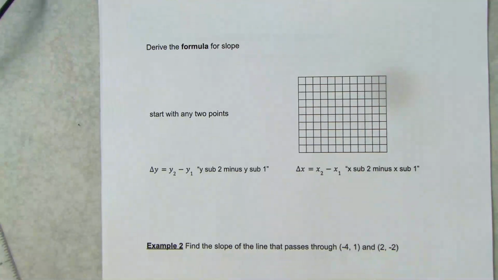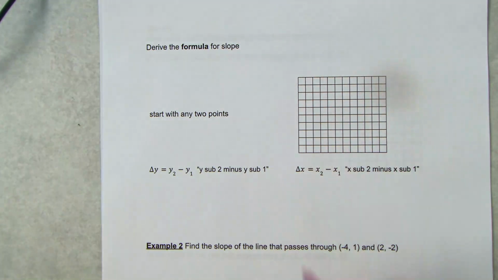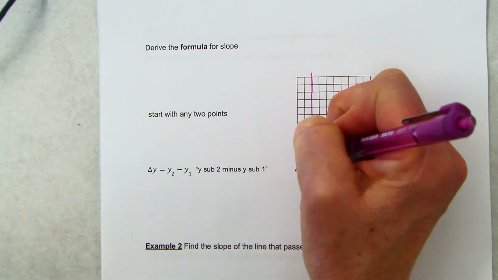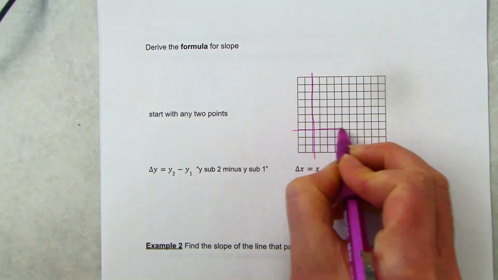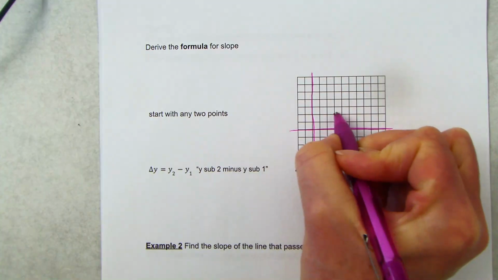All right. Then next, we're going to derive the formula for slope. Deriving means we're going to see where that comes from. It isn't just made up. So we're going to start with any 2 points. It doesn't matter where I put them. You can just pick any 2 points that you want.